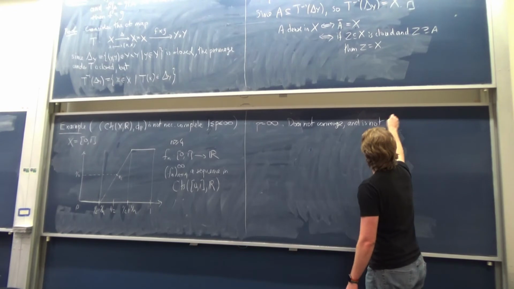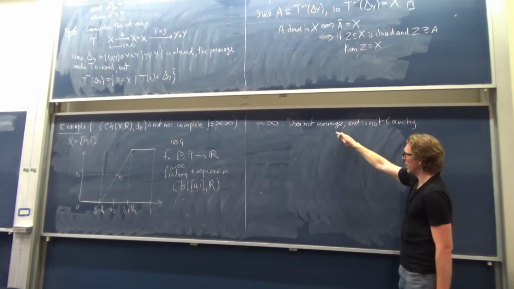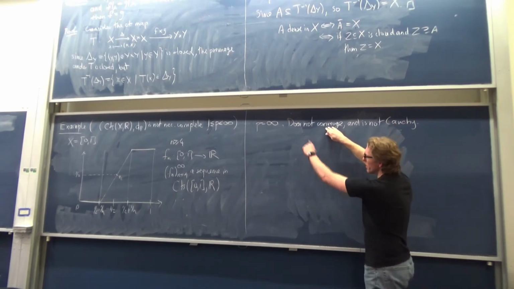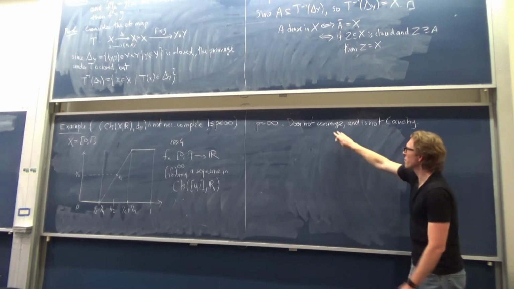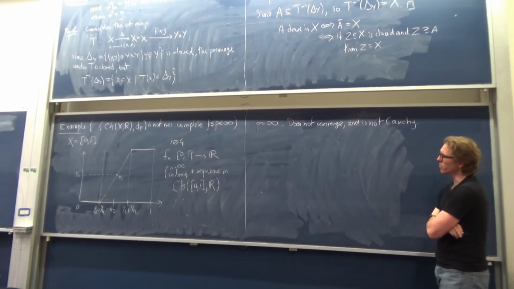Well, I claim it neither converges nor is Cauchy. Well, I mean, that follows, right? If it was Cauchy, it would have to converge because with the d infinity metric, this is complete. And of course, if it converges, any convergent sequence is Cauchy. Right? But neither of those things is true.